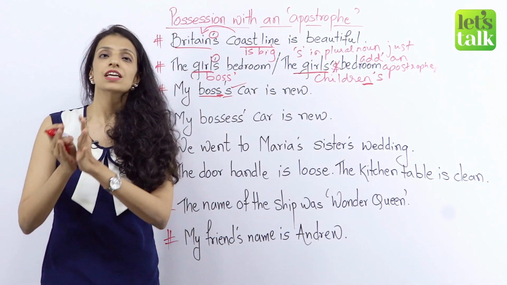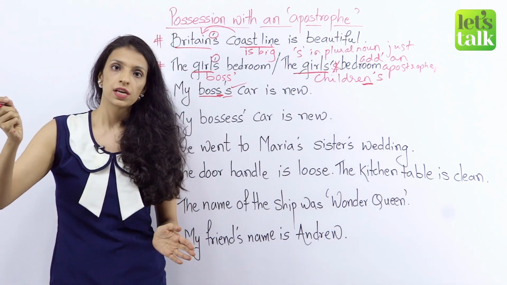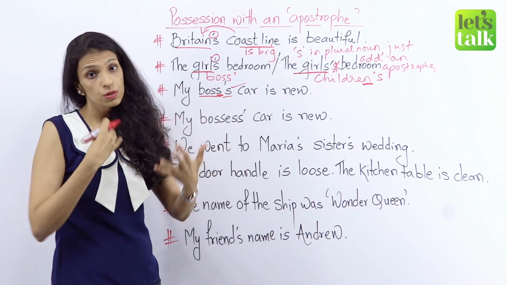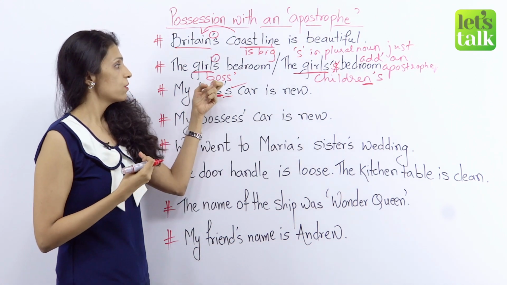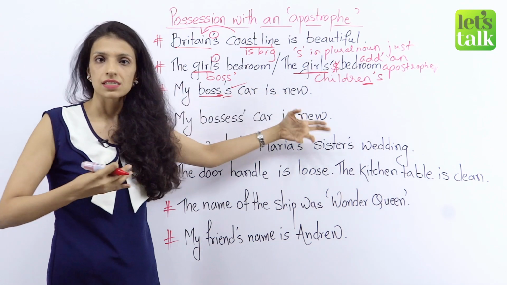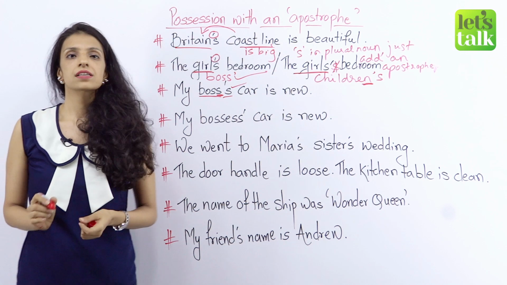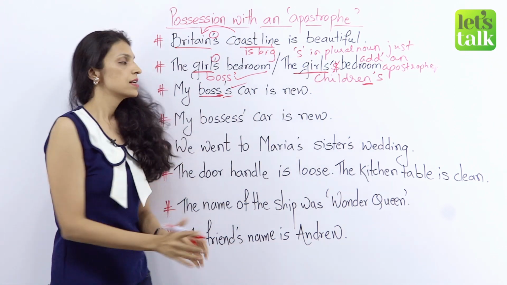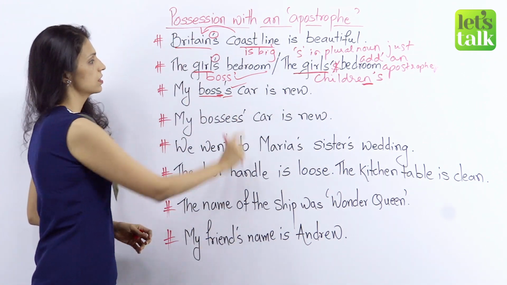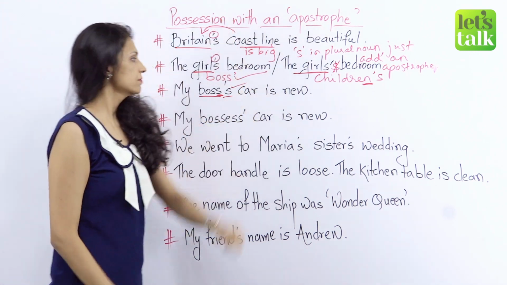Remember, when a singular noun ends in S, you can add an apostrophe with another S. That's what I've done here. There is also a group of people who would write boss apostrophe, but they will pronounce it as bosses, my boss's car. So both are correct. Singular noun ending in S, put an apostrophe, add another S. If you do not agree with it, put an apostrophe and leave it. It still shows possession.